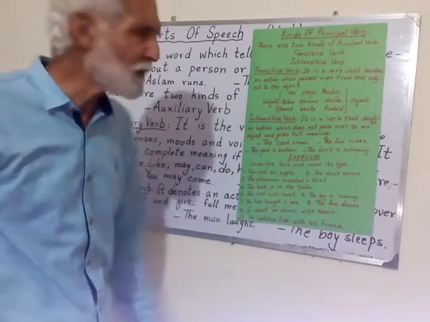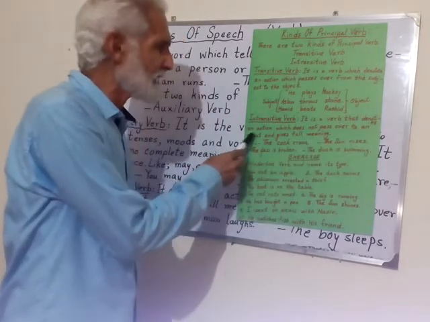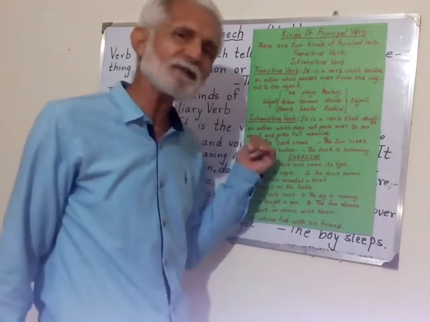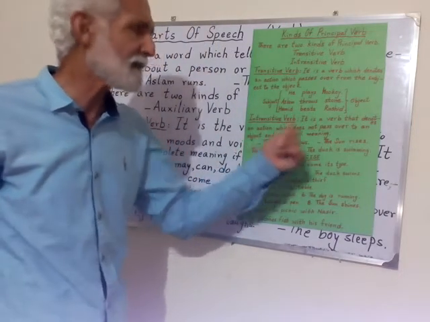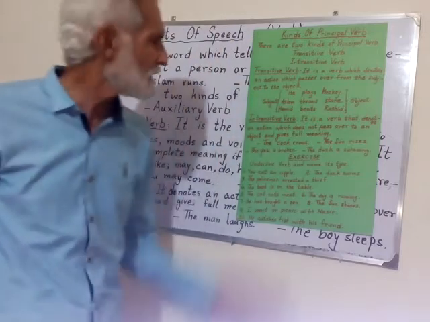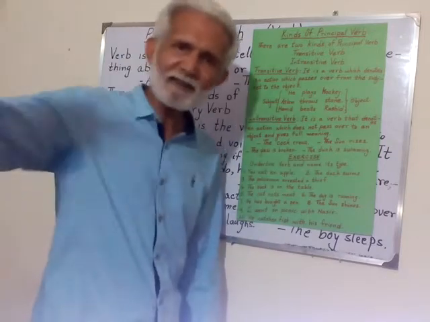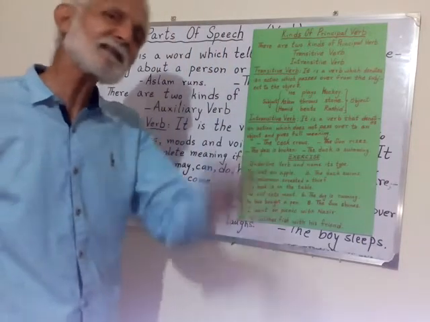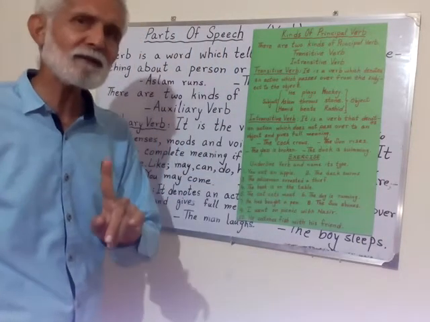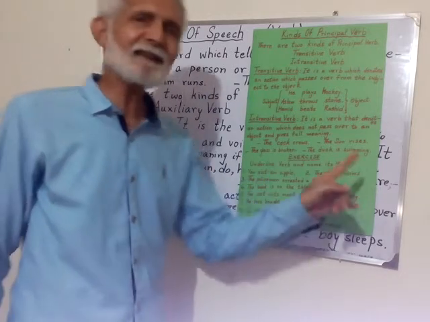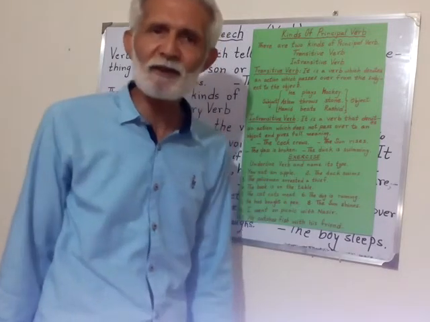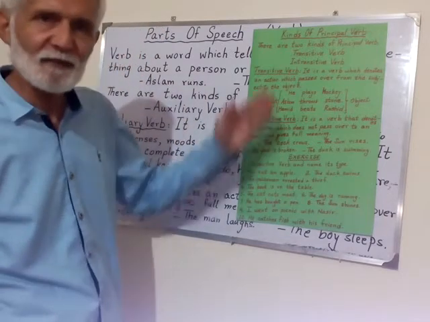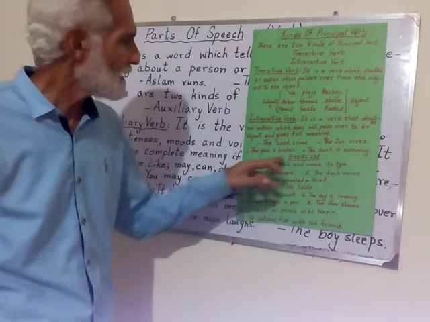What is an intransitive verb? It is a verb that denotes an action which does not pass over to an object. The action does not pass over to the object, but it still gives full meaning. The cock crows, a complete sentence, and the sun rises. The glass is broken, the action has not passed. The duck is swimming, the action has not been passed to the object. And this is called an intransitive verb. This is the difference between transitive and intransitive.